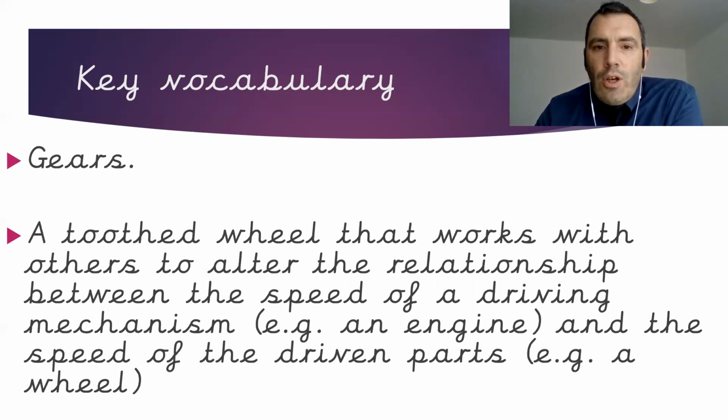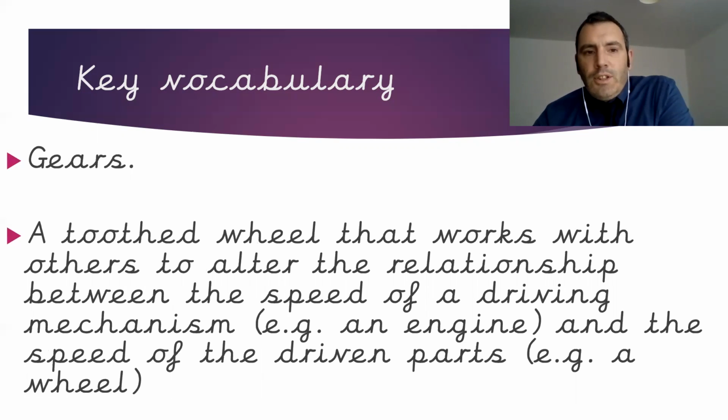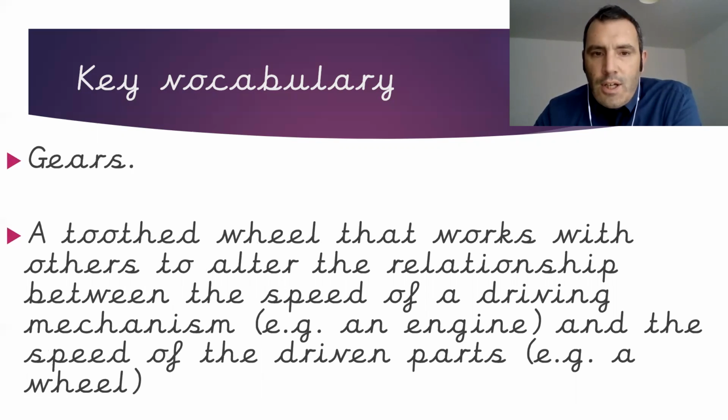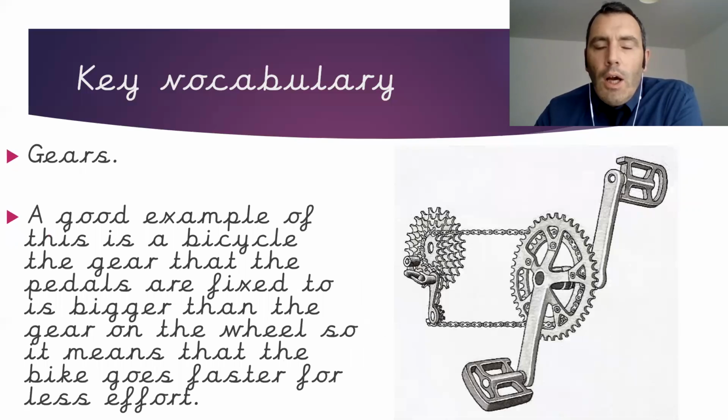Gears. These are toothed wheels that work with others to alter the relationship between the speed of a driving mechanism, for example, an engine, and the speed of the driven parts, for example, a wheel. A good example of this is a bicycle. The gear that the pedals are fixed to is bigger than the gear on the wheel at the back. So this means that the bike will go faster for less effort.